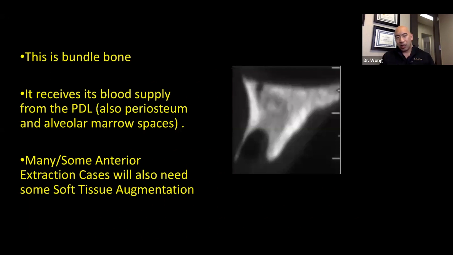And because you do tend to lose about 20% of your ridge width, in some of these cases, especially in the front teeth, especially if they have a high smile line or a thin biotype, sometimes we have to add a little bit of a gum graft at the same time as well.